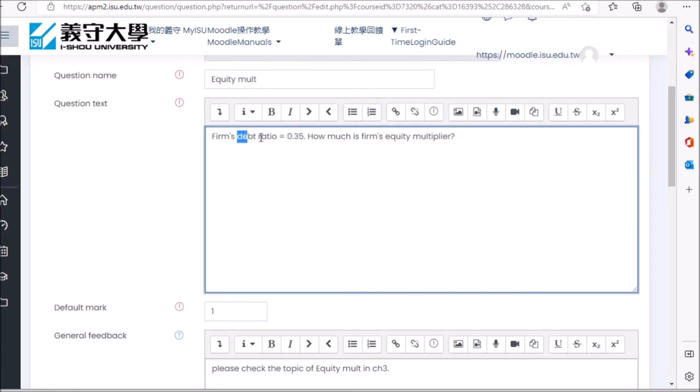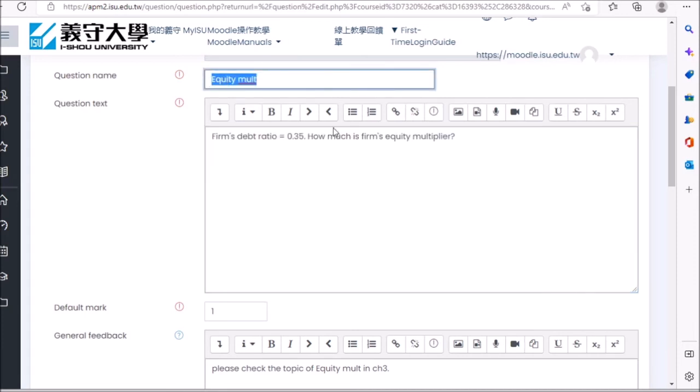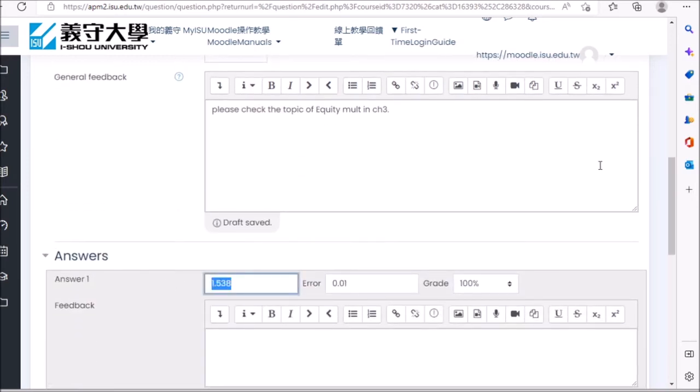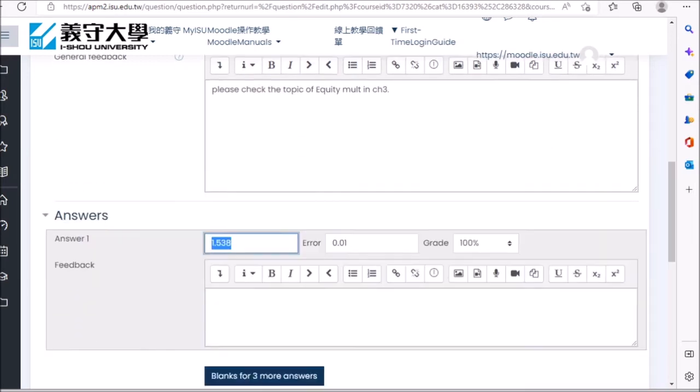Total assets are only made up of total debt and total equity. So what amount or what percentage of equity would the company have in this case? Once you figure that out, you can figure out the equity multiplier, the ratio of total assets to total equity, which is in this case 1.538.